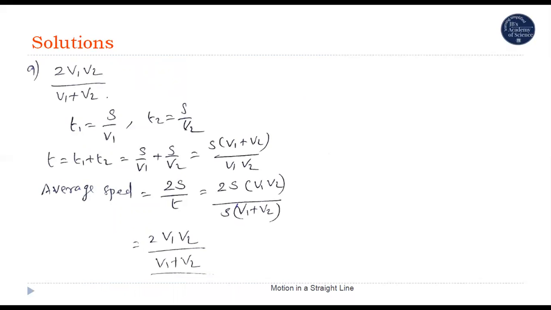Ninth one, 2 v1 v2 divided by v1 plus v2. T1 is equal to s by v1 and T2 is equal to s by v2. The total time T is equal to T1 plus T2, that is equal to s by v1 plus s by v2, that is s into v1 plus v2 divided by v1 v2. Average speed is equal to total distance divided by total time, that is 2s divided by T, that is 2s into v1 v2 divided by s into v1 plus v2, that is 2 v1 v2 divided by v1 plus v2.